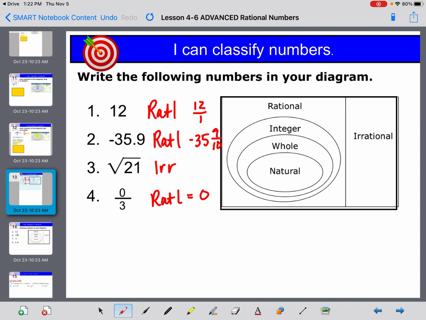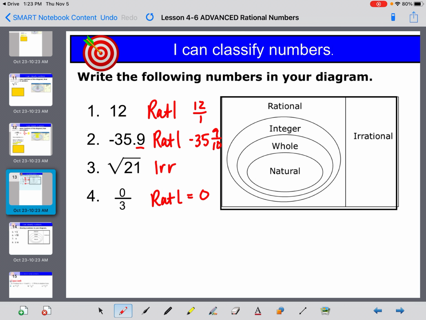All right, for the first one, you should have gotten rational because 12 over 1. The second one is rational, negative 35 and 9/10. Notice when I converted this to 9/10, you don't have to worry about simplifying these, although that one can't be simplified.